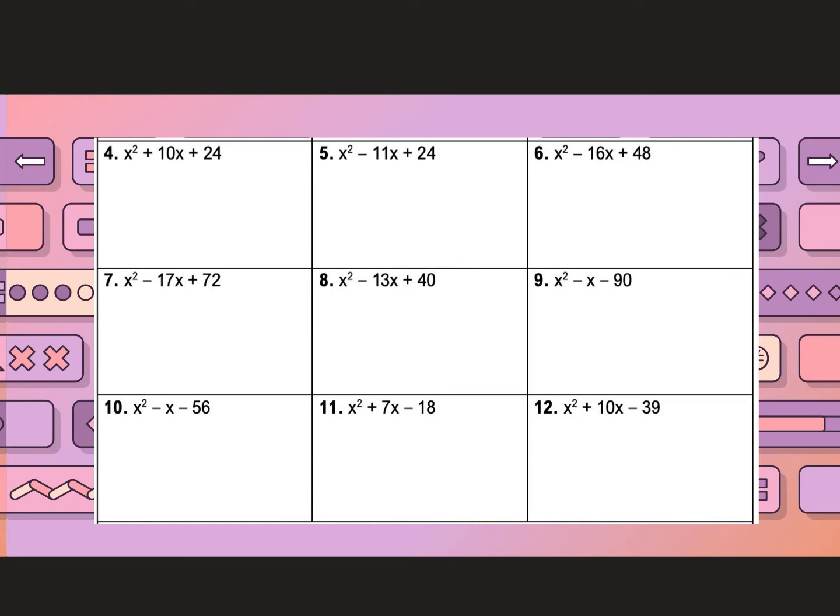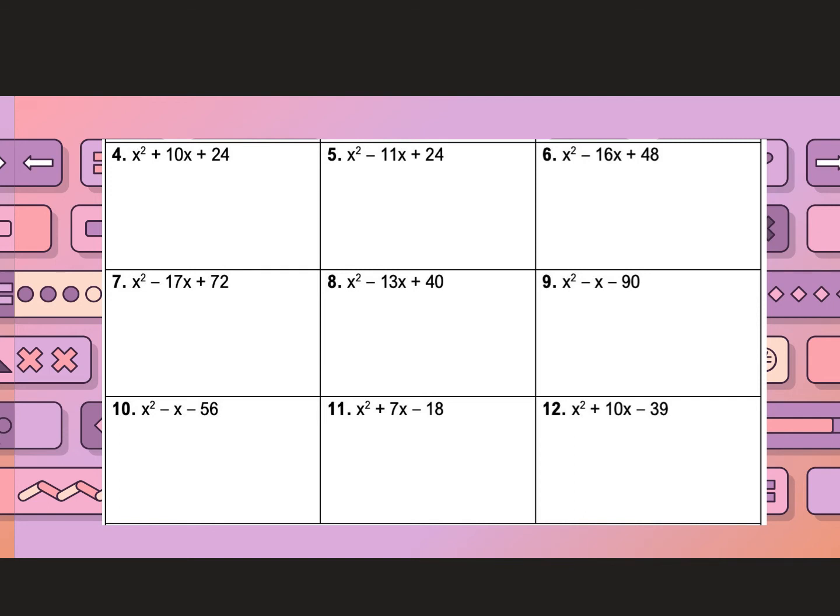All right, so let's work on some more examples. So I have x squared plus 10x equals 24. So A is equal to 1, B is equal to 10, and C is equal to 24. A times C is 24. My B is 10, so I want two numbers that when I multiply give me 24, that when I add them together give me 10. So that's going to be 6 and 4. So I have x plus 6 times x plus 4 are my factors.